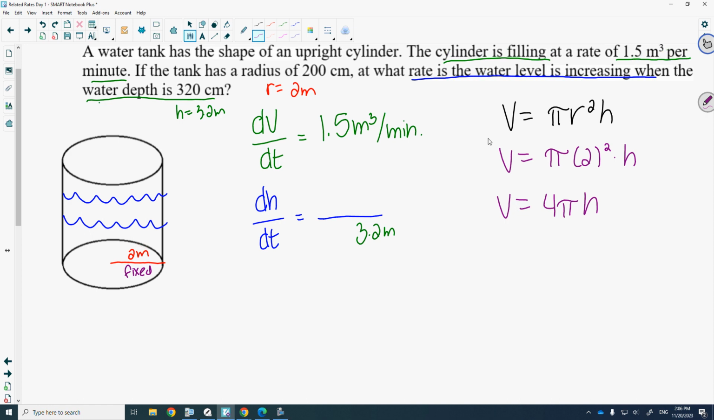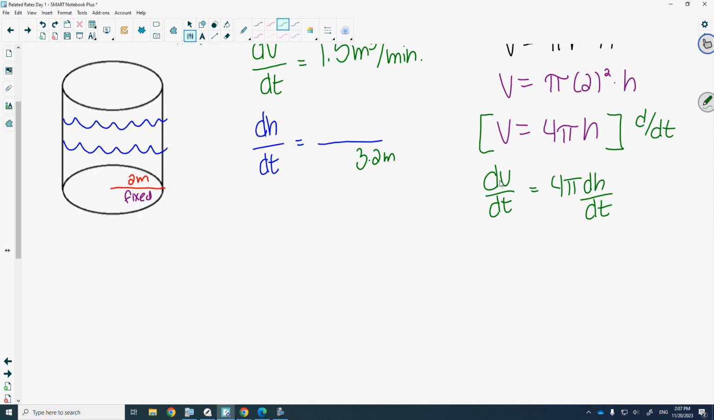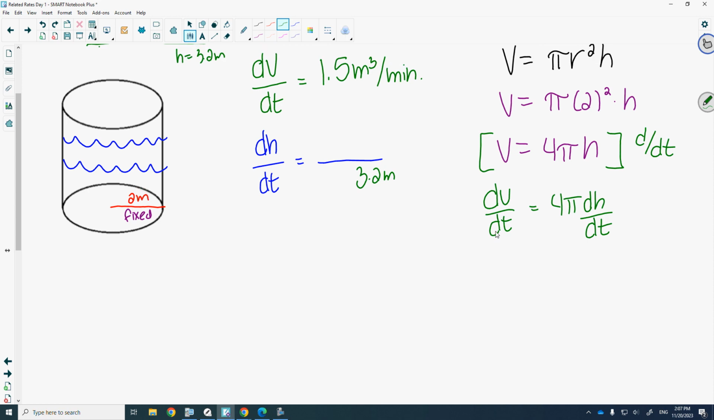So now what we will do is we are going to differentiate both sides with respect to time. Derivative of V is 1 dV over dt. And then, does anybody know what the derivative of 4 pi h would be? It'd be 4 pi dh dt. Yeah. Derivative of 4 pi h would be 4 pi dh over dt. Okay, they gave me that the volume is 1.5, so I'm going to put the rate at which the volume is increasing. It's going up by 1.5 meters cubed every minute.